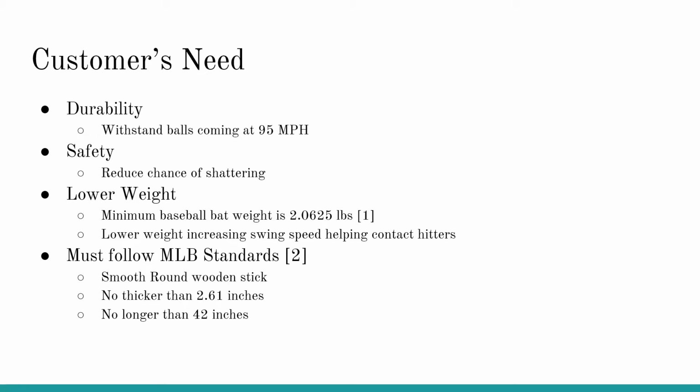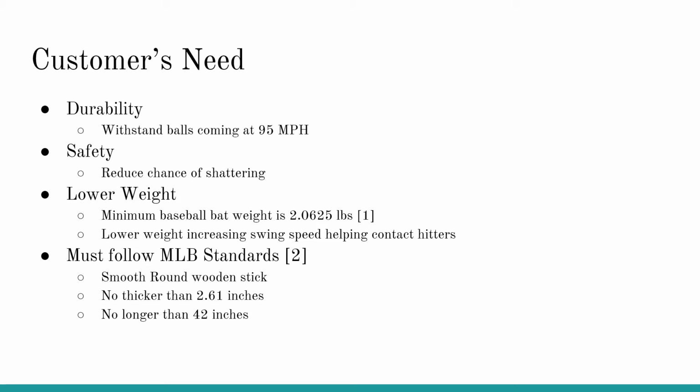The desired improvements we plan to deliver with our project are as follows. Our bat must be able to withstand a baseball coming at 95 miles per hour. This speed represents the faster speeds that can be expected from MLB pitchers, with average speeds sitting around 92 miles per hour. We want our design to have a lower chance of shattering than current baseball bats. We also want our bat to be lighter, as lower weight correlates to a faster swing, which is an important factor when a pitched ball can reach the plate in less than a second.